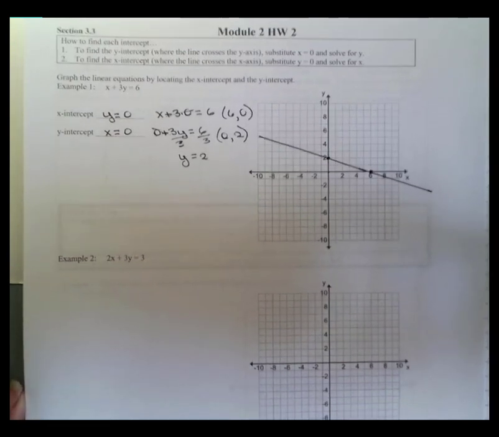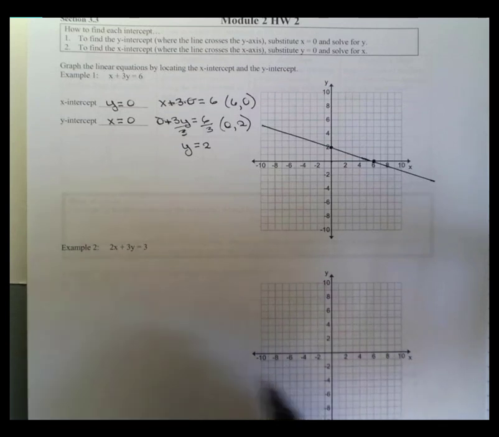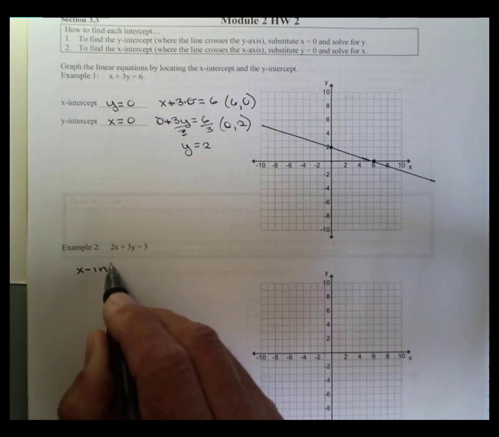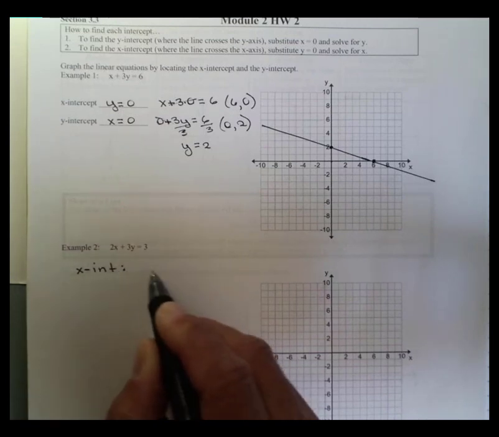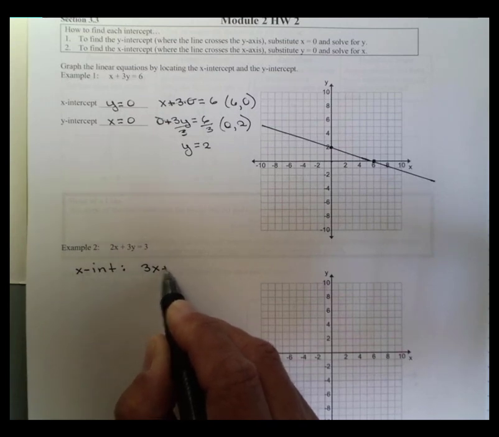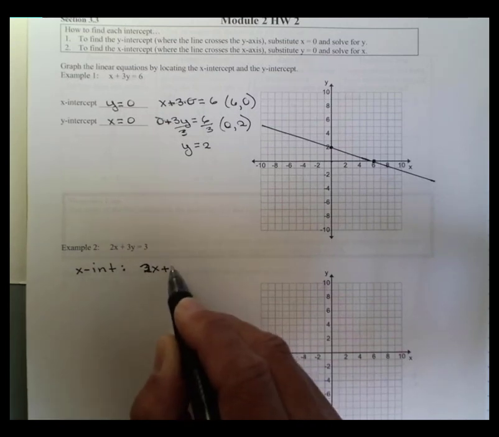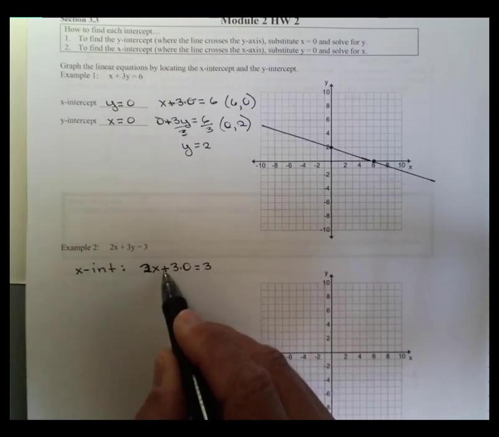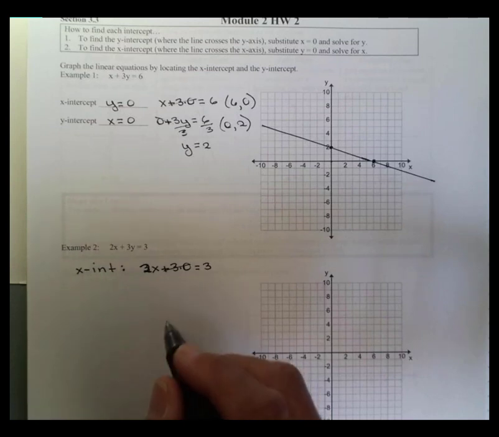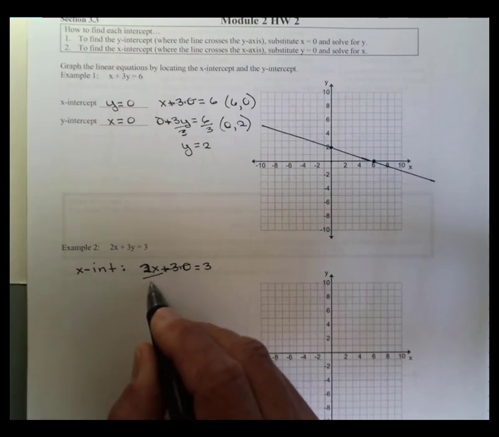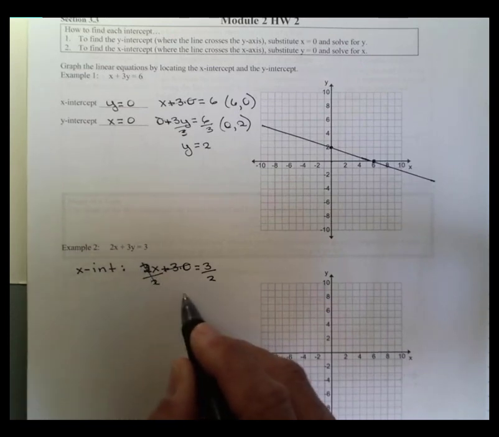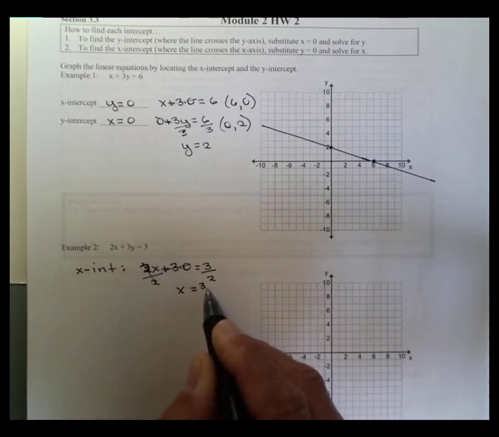Let's do another one. We're going to plot the intercepts on this one. We're going to say for the x-intercept, we know that y has to equal 0. So it's going to be an equation of 2x plus 3 times 0 equals 3. 3 times 0 is just 0. So I've got 2x equals 3. I'll divide both sides by 2, and I'll end up with x equals 3/2.